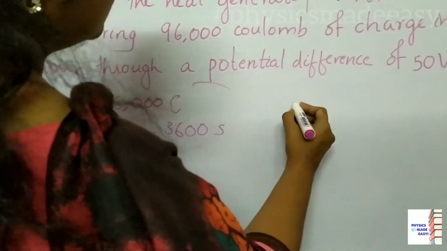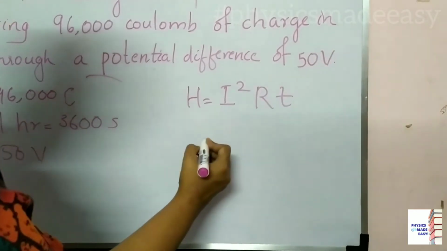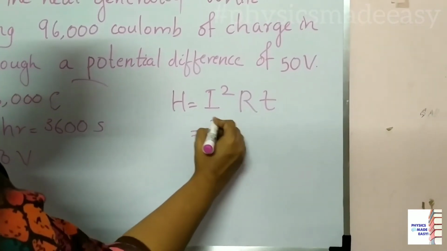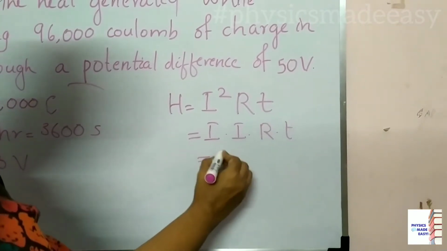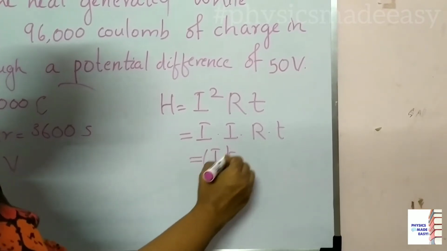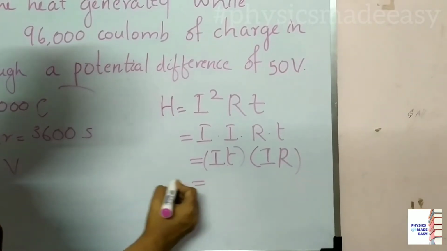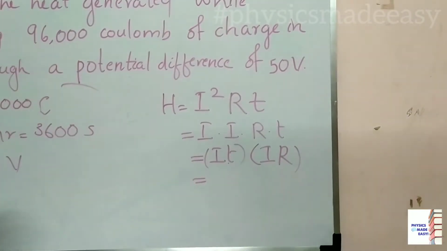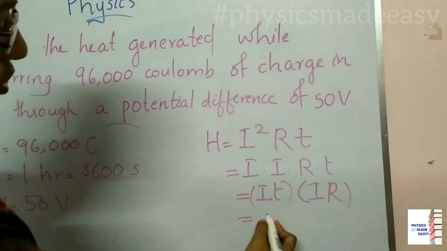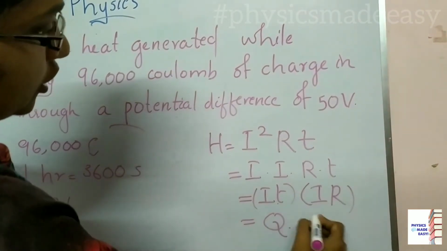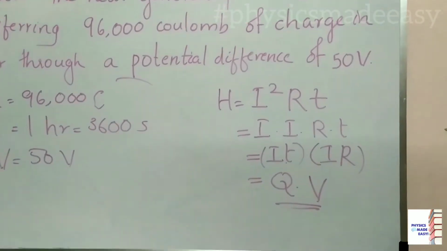You know the heat generated is H is equal to I square into R T. Here I square you can write I into I into R into T. Now I am going to group: so I into T into I into R. You know I into T, rate of flow of charge is current. You know Q divided by T is current. So I into T is charge. You know according to Ohm's law I into R is V. So we can use this equation to find the heat generated.